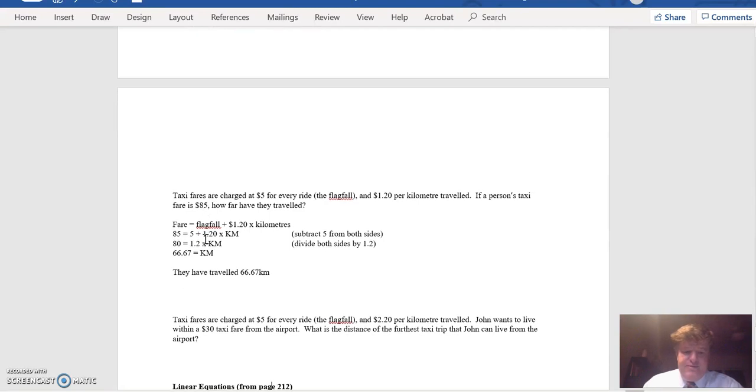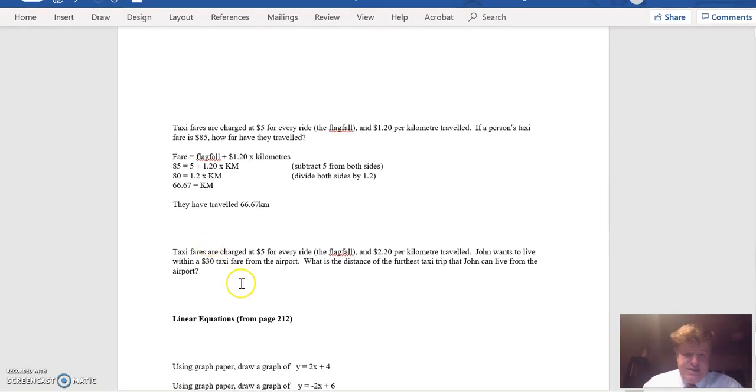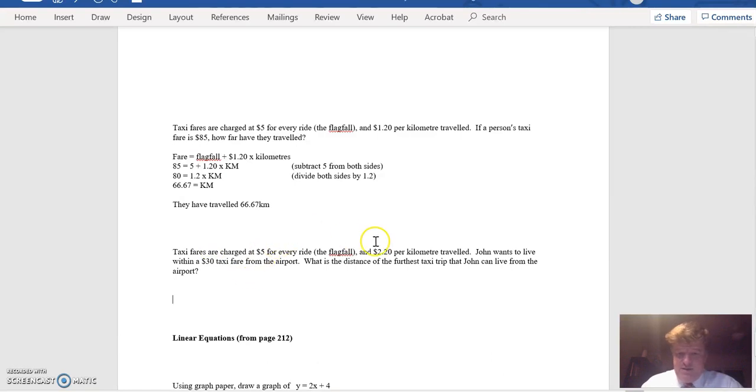Last one, a little bit of a different way of putting this. $5 for the flagfall, and there must be some inflation since the last question, so now it's $2.20 per kilometre travelled. So John wants to live within a $30 taxi fare of the airport. Maybe he flies to the airport a lot for business. What's the furthest taxi trip that John can live from the airport?